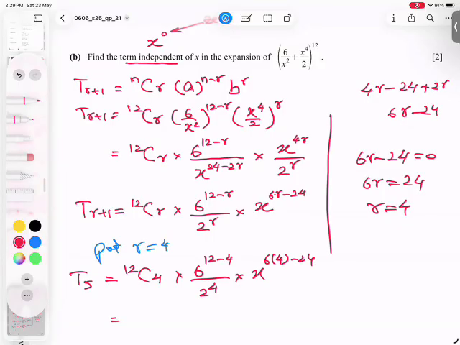Now students, I'm typing in calculator. So 12C4 times 6 to power 8 in the numerator, and in denominator, 2 to power 4. If I check it in calculator, it is giving me 51963120. And this is x to power 0, it means no need to write it. So this is called term independent of x.